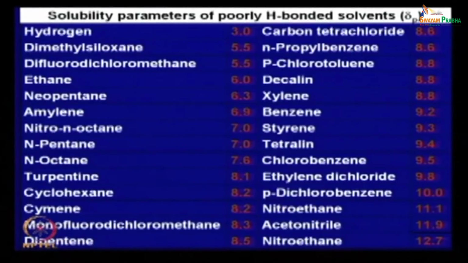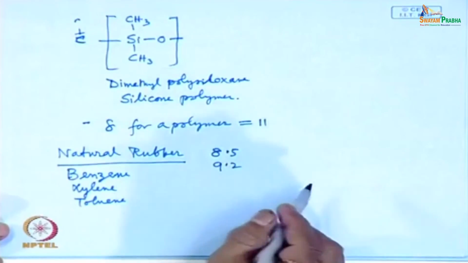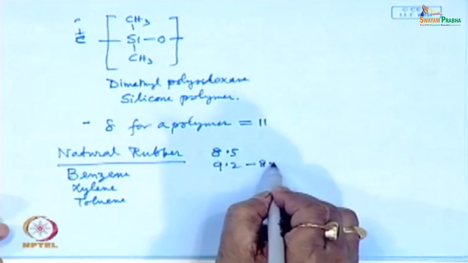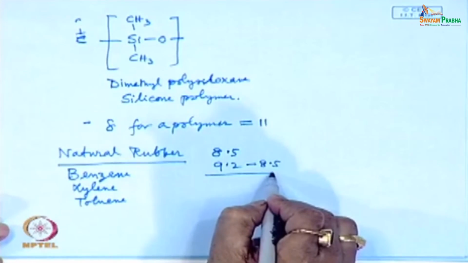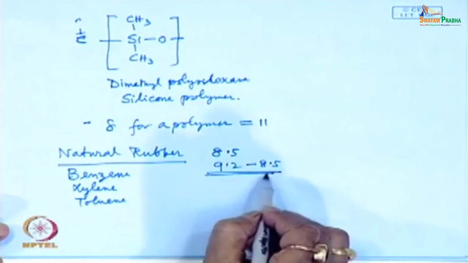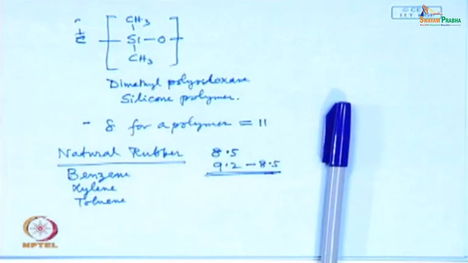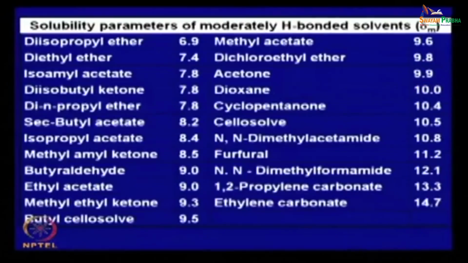For benzene it is 9.2. So, the difference is 9.2 minus 8.5, it is very close. So, if the solubility parameter values of the polymer and solvent are close, then we can consider that this particular solvent can be used as a very good solvent. So, this way you can go for selection of solvent for a suitable polymer.